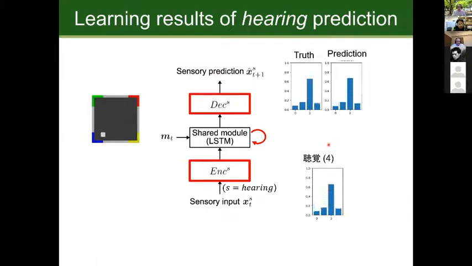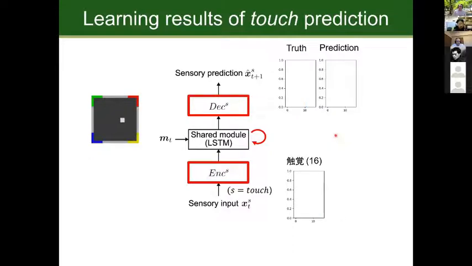This is a result of the hearing prediction. This is the ground truth, and this is the prediction. The agent can properly predict the hearing information as well. And this is the result of touching. Touch can also be properly predicted like this.